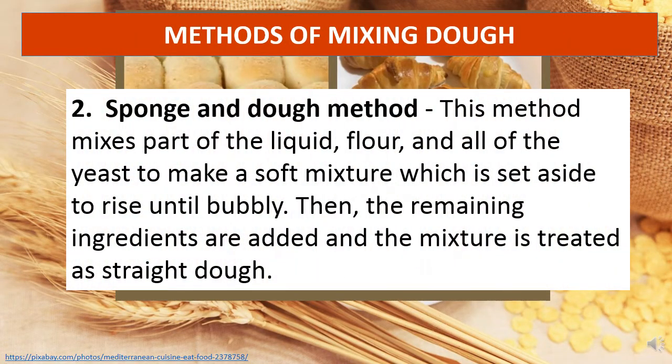Another method of mixing dough is the sponge and dough method. This method mixes part of the liquid, flour, and all of the yeast to make a soft mixture which is set aside to rise until bubbly. Then, the remaining ingredients are added and the mixture is treated as straight dough.